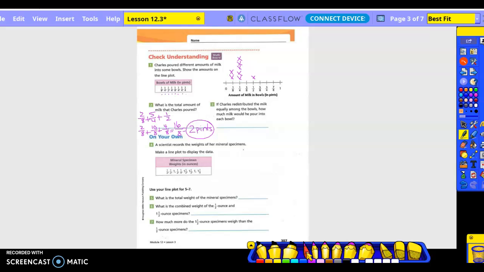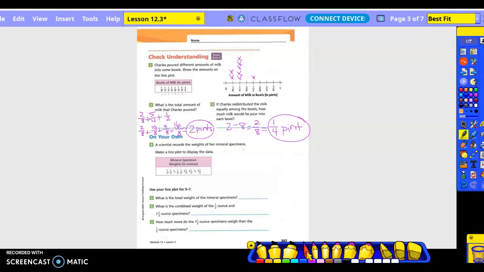If Charles redistributed the milk equally among the bowls, how much milk would he pour into each bowl? So what's our total amount? The 2 pints. So 2 divided by how many X's do we have? 8. So that also can be written as 2/8, right? Which equals, so 1/4 of a pint.